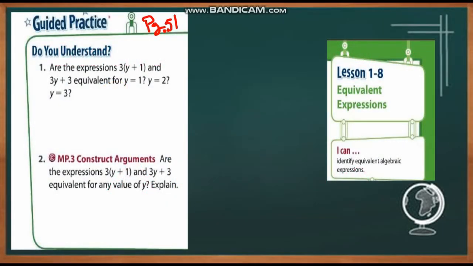Page 51. Exercise 1. Are the expressions 3 times the quantity y plus 1 and 3y plus 3 equivalent for y equals 1, y equals 2, y equals 3? First, let's substitute both of the expressions by 1. Y equals 1. So here, y equals 1. 3 times y plus 1. So 3 times, y equals 1, so 1 plus 1 equals 2. So here 3 times 2 equals 6. The second expression, 3y plus 3. 3 times 1 equals 3. 3 plus 3 equals 6.